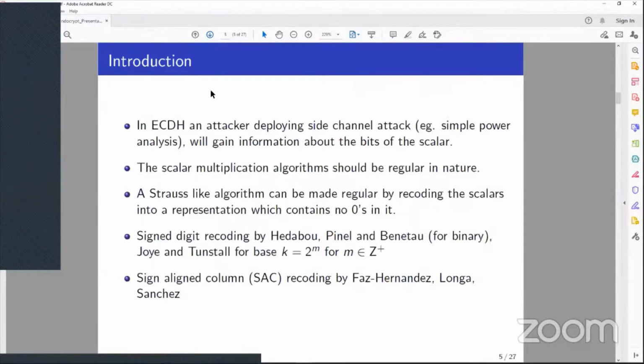For cryptography, the multidimensional scalar multiplication algorithm was first introduced, I guess, by the Strauss algorithm. But since 0 appears in the binary representation, while performing double and add, in some steps we skip addition, and that's why there is an irregularity. So we go for a scalar recoding. Whichever scalar is given, we recode it into a non-zero representation, and that way we make the algorithm regular.